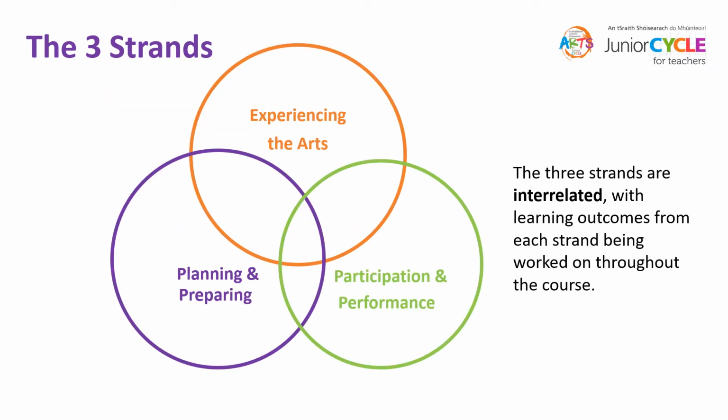Let's focus now on the 3 strands, and in the next slide, the learning outcomes for artistic performance. The strand titles are 1. Experiencing the arts, 2. Planning and preparing, and 3. Participation and performance. All 3 strands are interrelated. The learning outcomes from each strand are worked on throughout the course, and in this sense the course is not sequential or linear.